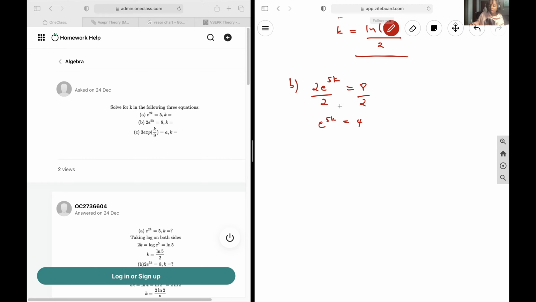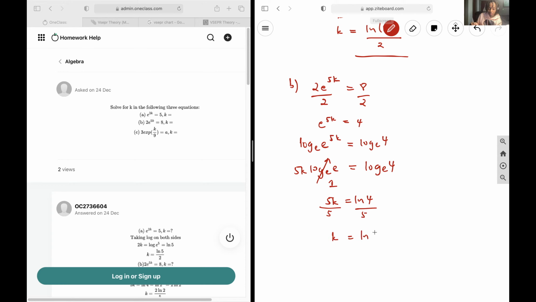Next up, we do the same exact thing that we did last time. So log e to the 5k is equal to log e 4. This will give us 5k log e is equal to log e 4. This is going to give us 1. So 5k is going to be equal to ln 4. And then you simply divide out 5. So k is equal to ln 4 all over 5.